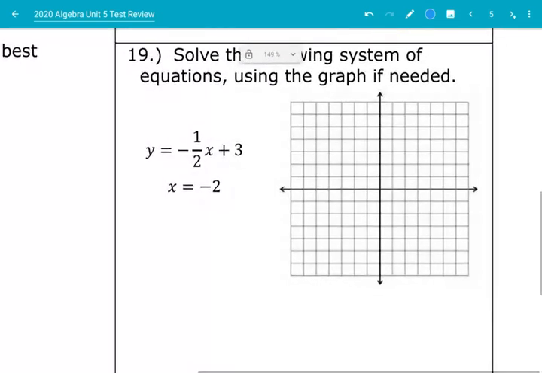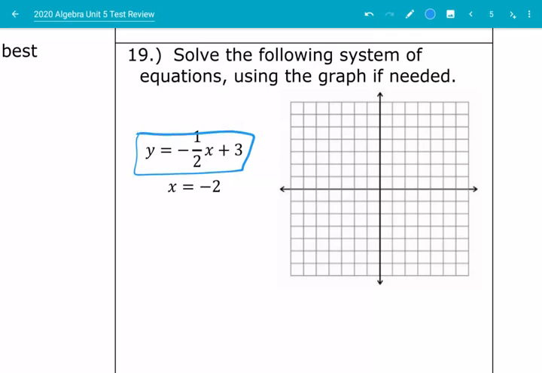relieved. Okay, solve the following system of equations using the graph if needed. Sure, I'll need it, because this right here is in slope-intercept form. There's a slope. Here's the y-intercept again. 1, 2, 3. There it is. The slope is down 1 and over 2. Down 1 and over 2. Up 1 and backwards 2. Look at that nice blue line right there, representing our first equation. Done!